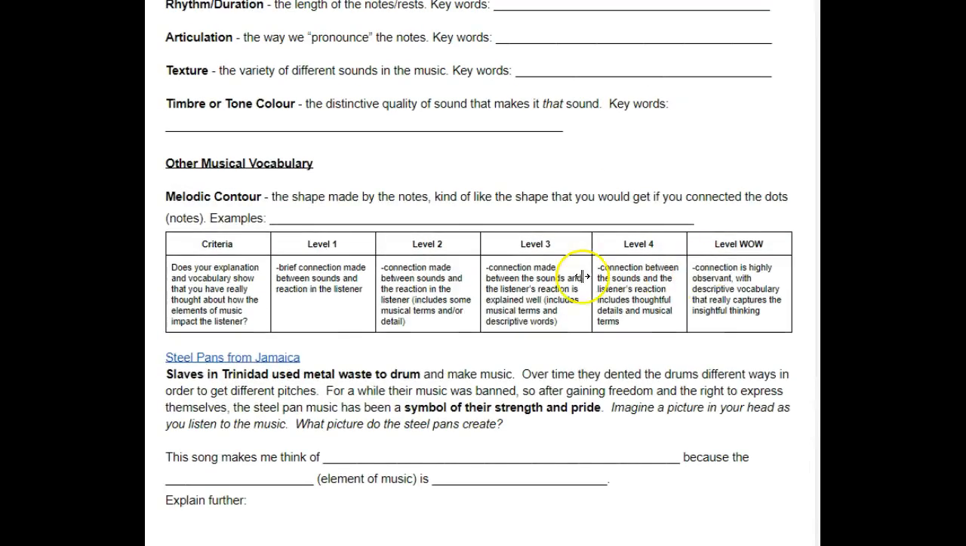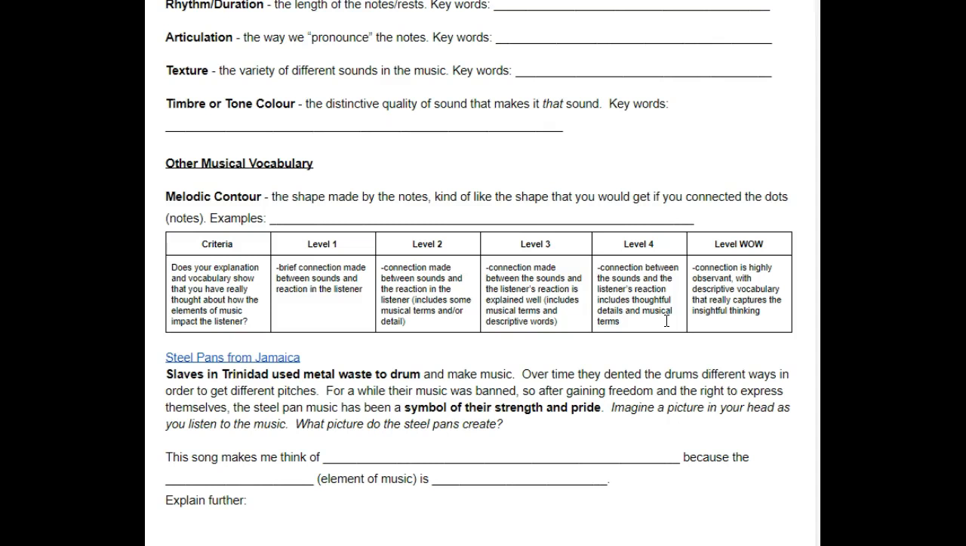Remember that when I mark you, I'm using this rubric up here. If you've mentioned some sounds and some ideas, you've got the level 2, but you need to explain the connection. How do those sounds make you think of those ideas? The full explanation using terms like the elements of music, the ones that are bold up here, that's what gets you the level 3. The level 4, you've given more description and more detail in your explanation, so I can tell that you really thought about the sounds and the way they made you react and why they made you react that way.